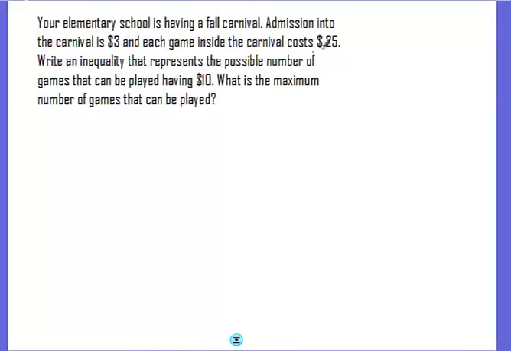Last one. Your elementary school is having a fall carnival. Admission into the carnival is $3, and each game inside the carnival costs 25 cents. Write an inequality that represents the possible number of games that can be played having $10. What is the maximum number of games that can be played?